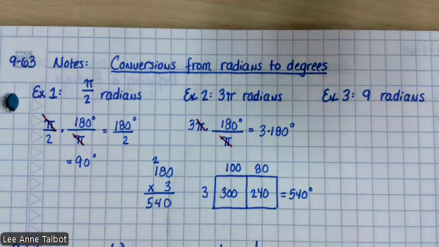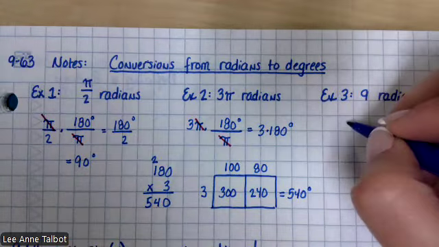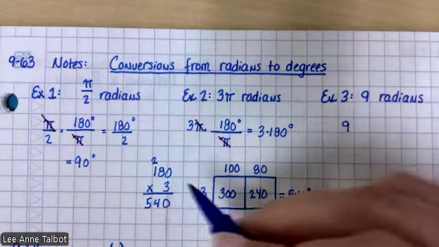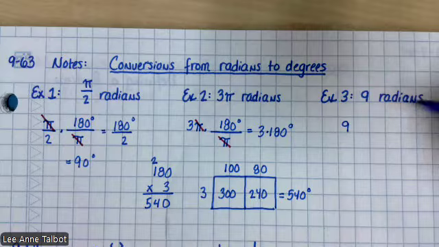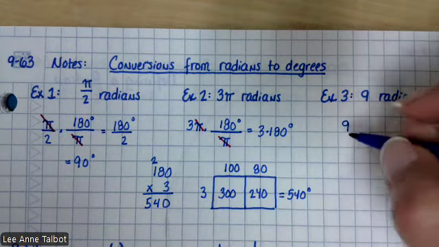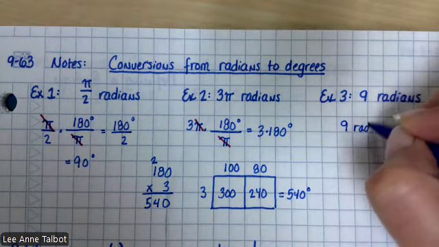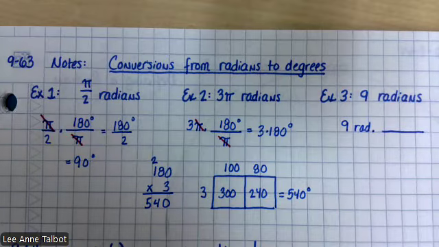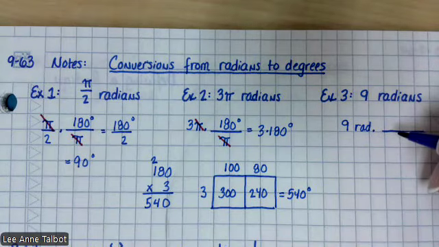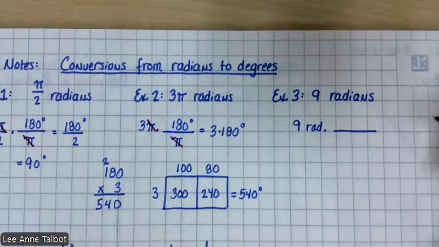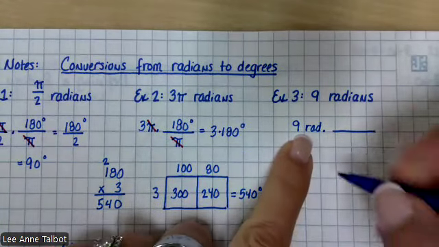Okay, so 9 radians. This one's going to be weird. You might have stopped here if you had momentum and you were just doing this yourself. You might have just come to a screeching halt right there. Okay, so this is 9 radians. I'm going to put the word rad there, or radians, just because I need to cancel out the units.